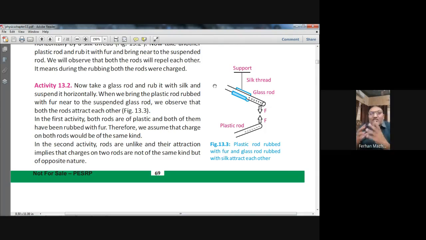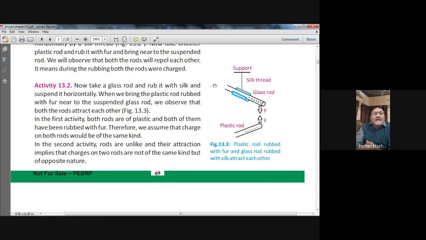Now take a glass rod and rub it with silk and suspend it horizontally. When we bring the plastic rod rubbed with fur near to the suspended glass rod, we observe that both the rods attract each other. In the first activity, both rods are of plastic and both of them have been rubbed with the fur. Therefore, we assume that the charge on both the rods would be of the same kind.